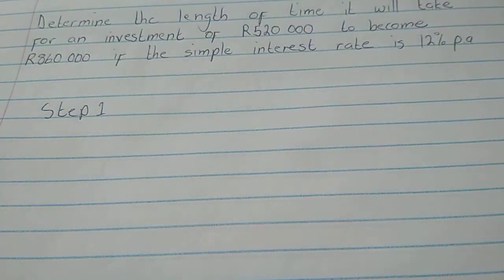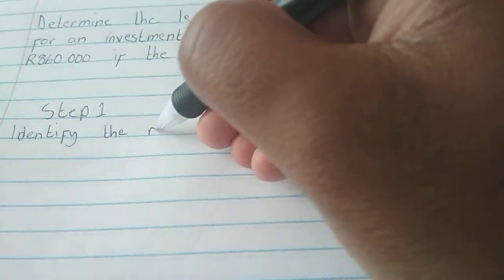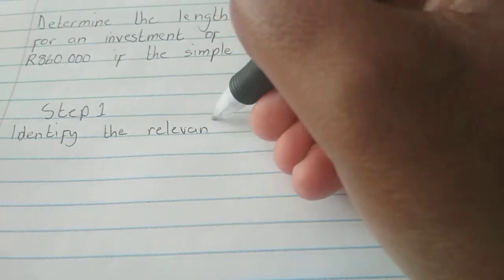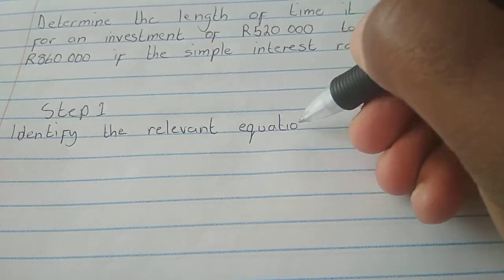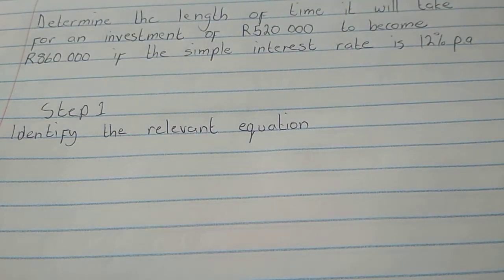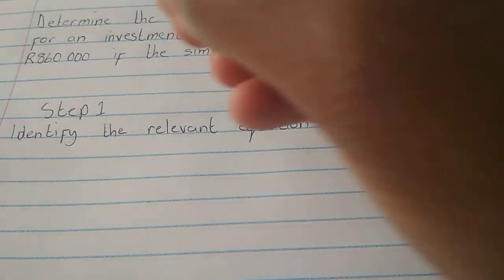Step 1. Identify the relevant equation. Okay, very important. If you get this step wrong, then everything else will be wrong. So it's absolutely important to get the right equation.